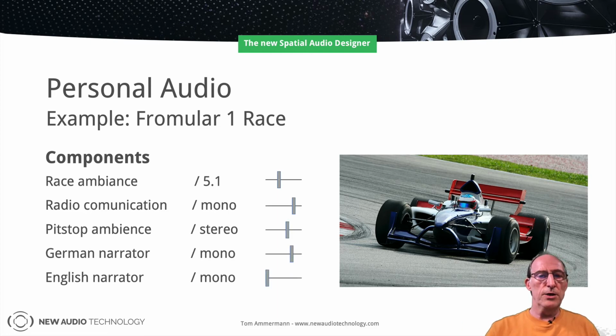And in Ambeo, you work with so-called components. Components are submixes as well as discrete sources. Submix like a 5.0.1. This is a Formula 1 race example. You have an ambience in 5.0.1. You have a radio communication between the driver and the pit crew, just mono. It doesn't have to be stereo. But you have here the ambient from the drive in and drive out from the pit stop, as well as 2 narrators, just mono. And these are components used to create a personal audio experience on the end user side.